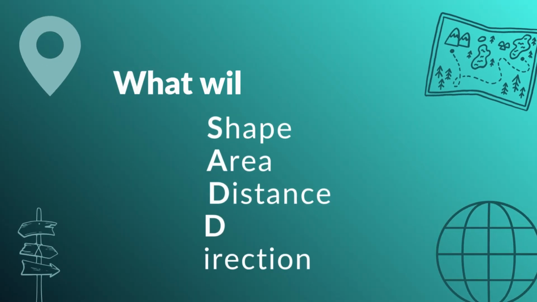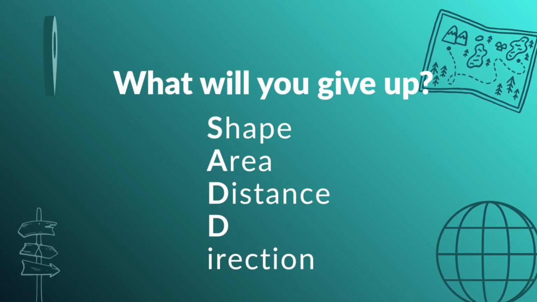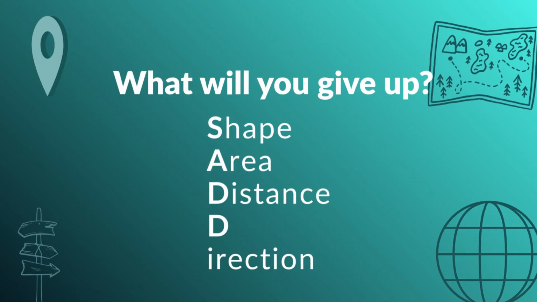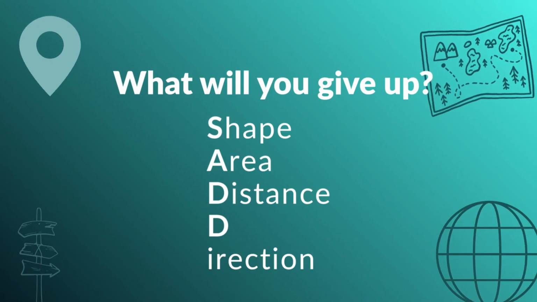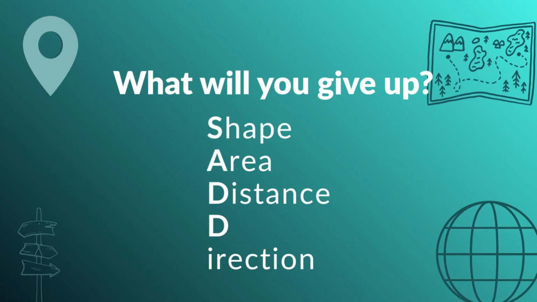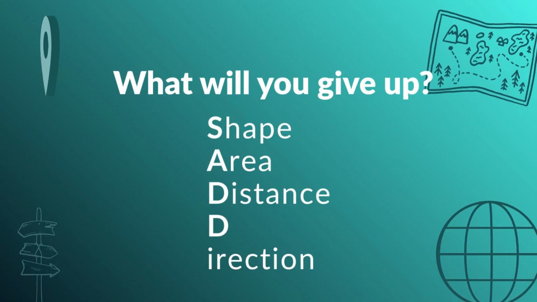Okay, so for the exam, there is an acronym you need to remember, SADD, spelled with 2 Ds. Right, SADD. This helps you understand what properties get distorted. Shape, area, distance, direction. No single flat map can perfectly preserve all four simultaneously. You always have to compromise.